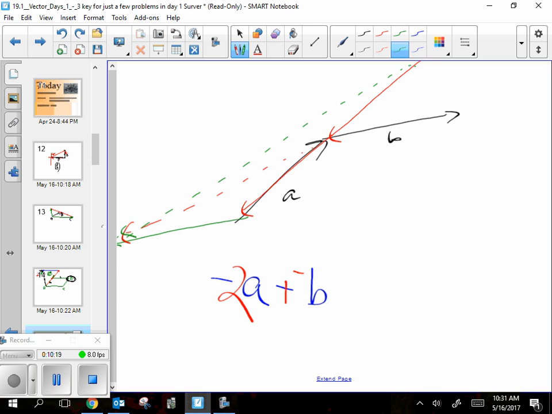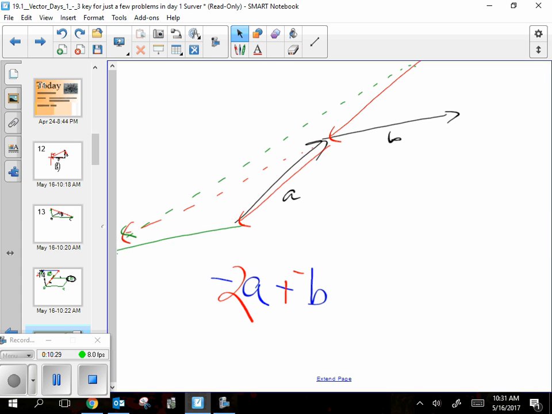On the top of A. Okay, but the reason I had to go down there is because the tip of this has to touch the tail of this. Try to keep that rule straight that you can never have the tails touching. That doesn't make any sense. It's got to be head to tail.